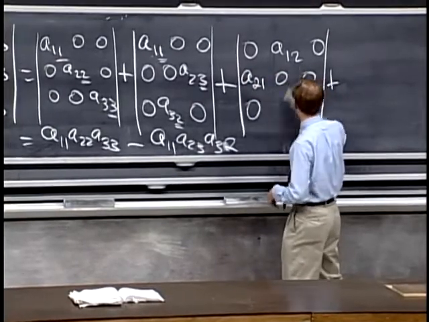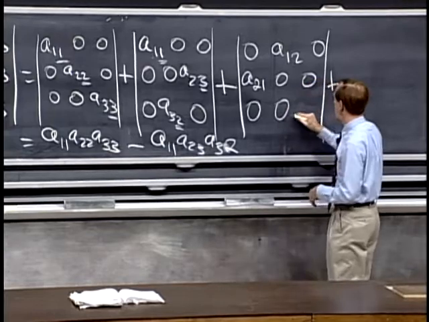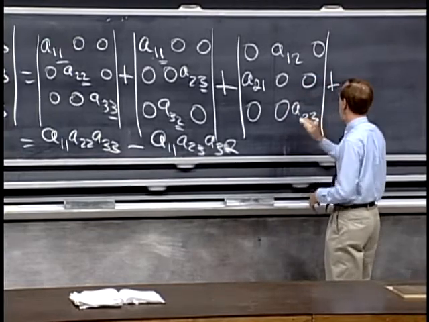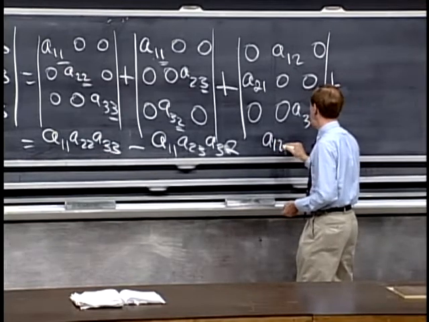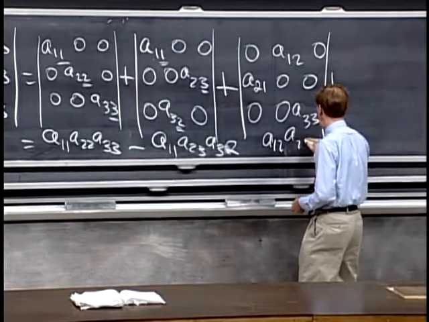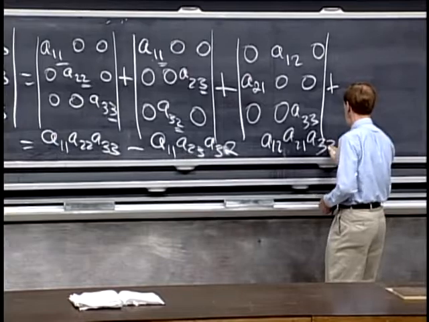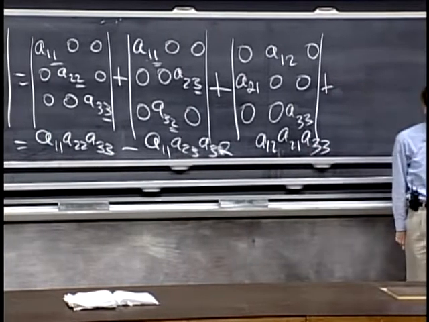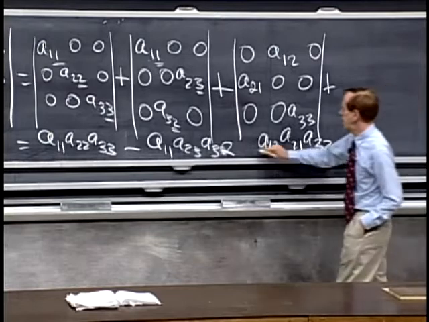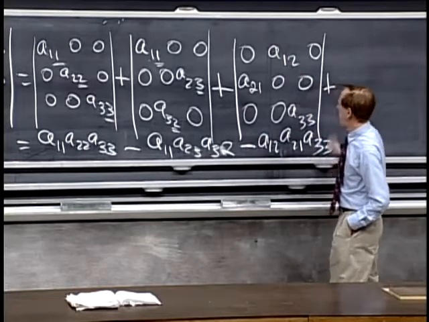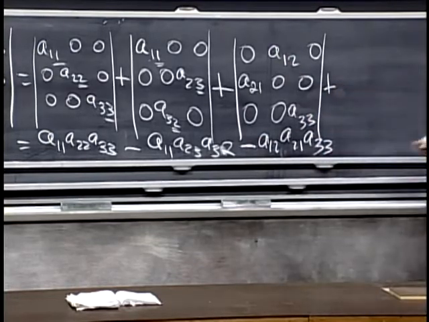Now that column is used, that column is used, and this one has to be here, A33. And what's that determinant? That's A12 times A21 times A33. And does it have a plus or a minus? A minus is right. It has a minus because it's one flip away from the right order, the diagonal order.